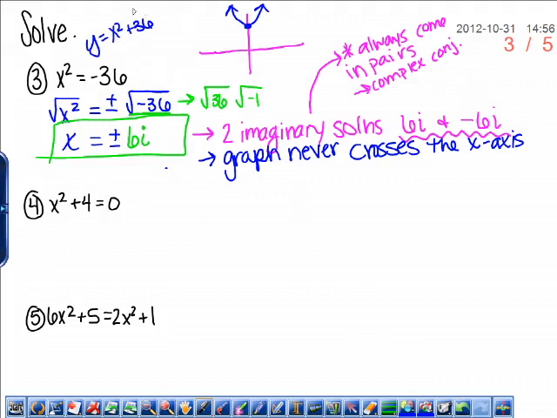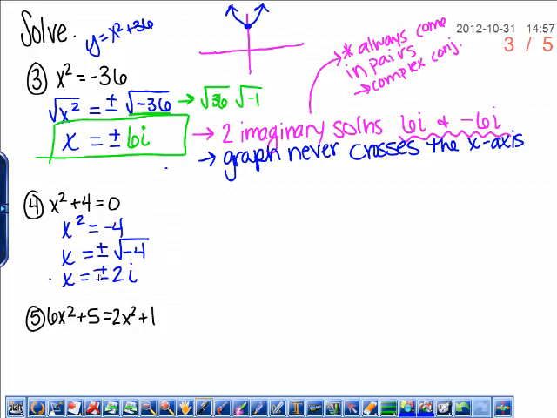Okay? All right, look at 4. x squared plus 4 equals 0. What am I going to do first? Okay, I have no b values, so I'm just going to get my x squared by itself. So I have x squared equals negative 4. What am I going to do now? Square root. So I get x equals plus or minus the square root of negative 4. Let's think about what the square root of negative 4 is going to be. Yeah, 2i. Do y'all see why it's 2i?